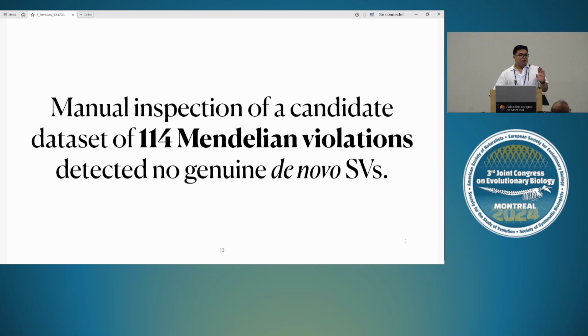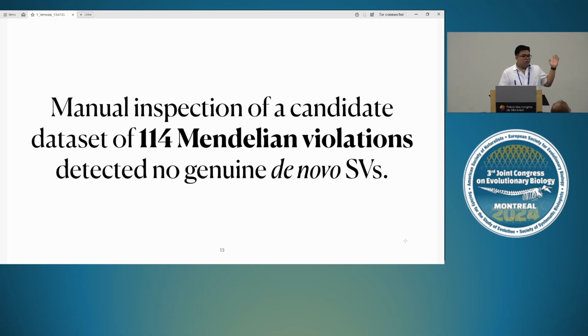And so, unfortunately, from our data set of 114 candidate de novo structural variants, we weren't able to find de novo SVs. I really wanted to see one. I manually curated every single one of them. We were hoping to find one, because if we were able to find one, we would be able to compare the reported de novo structural variants in both rhesus and humans.